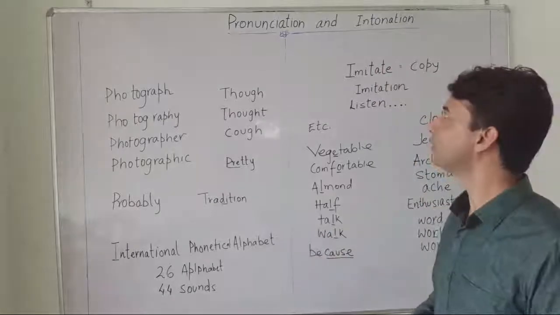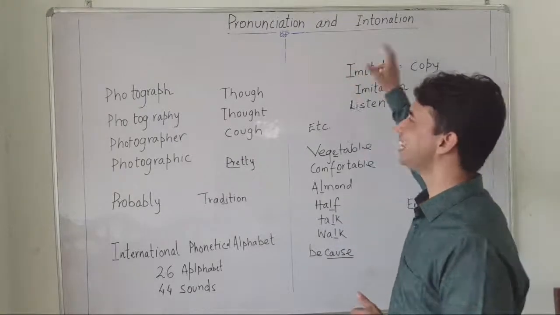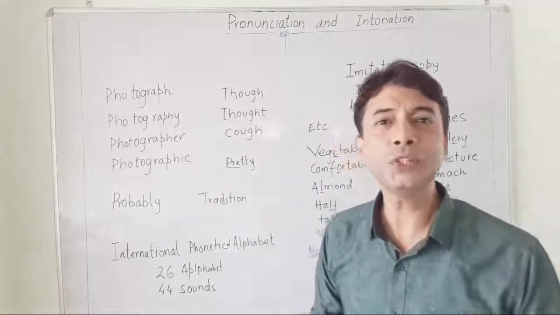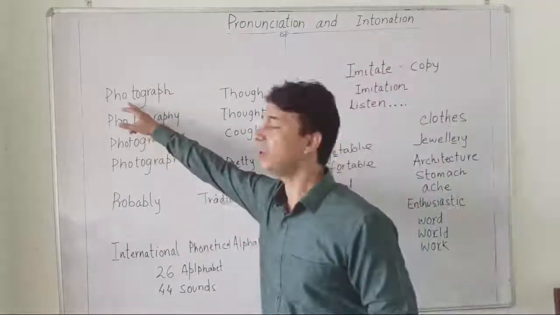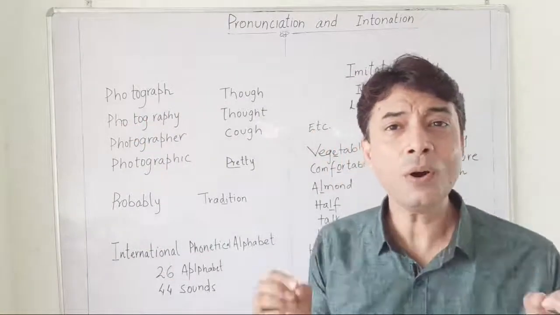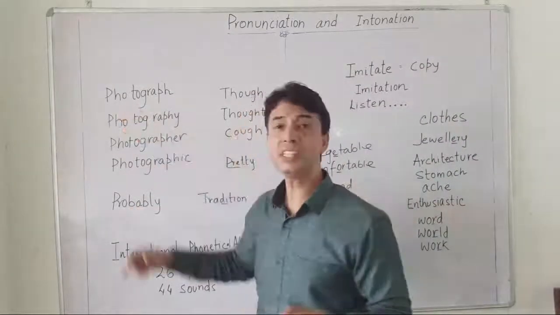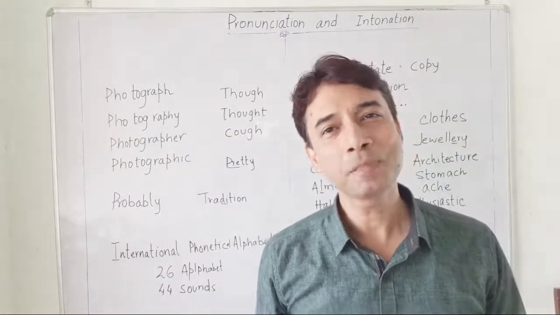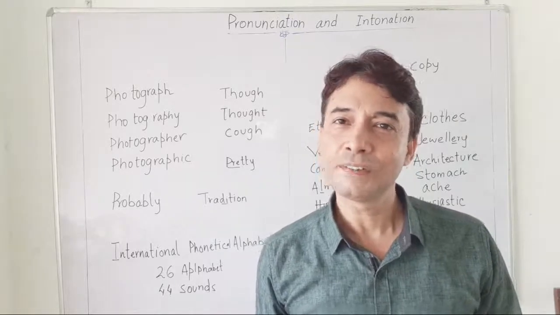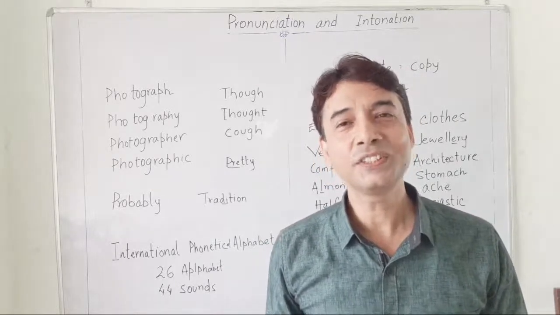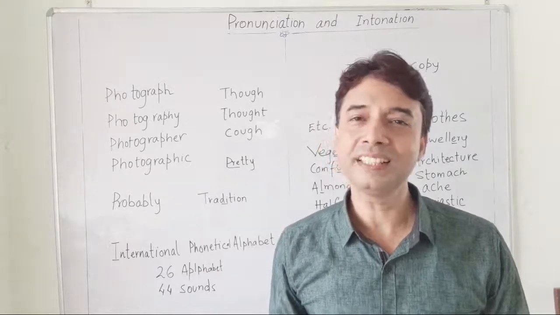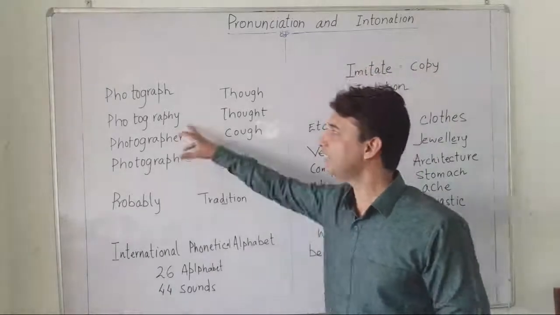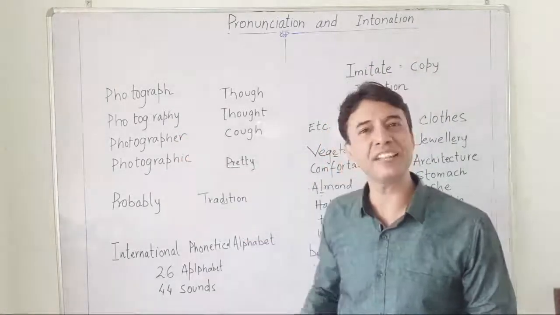Now let me come to this. The chapter is clearly pronunciation and intonation. How to speak or how to pronounce "photograph." Photograph. "Pho" should be spoken first. Photograph. Photographer. Photography. Photographic. Photography. Photographer. In the same way, photography, photographer, photographic effects.